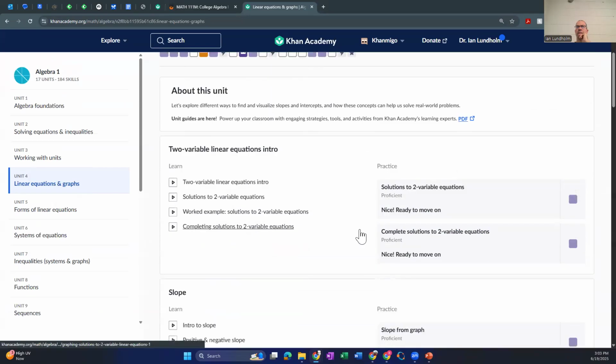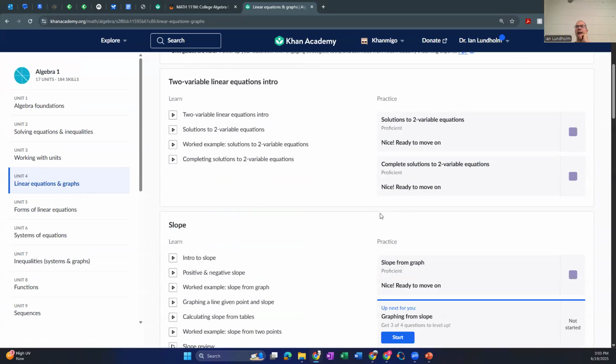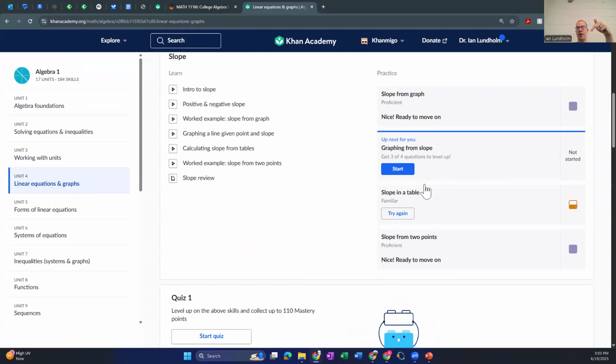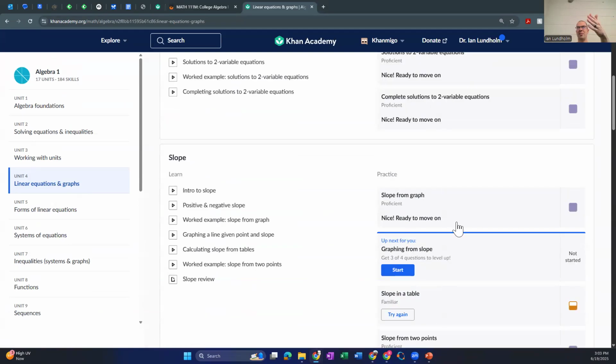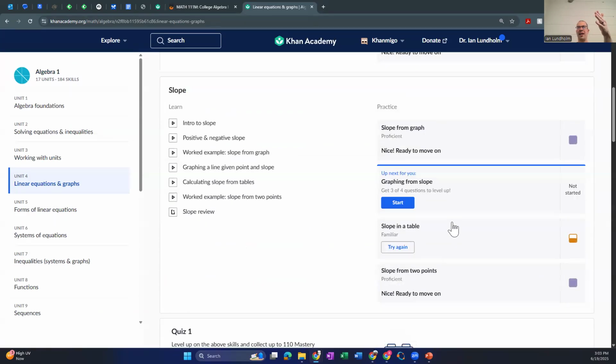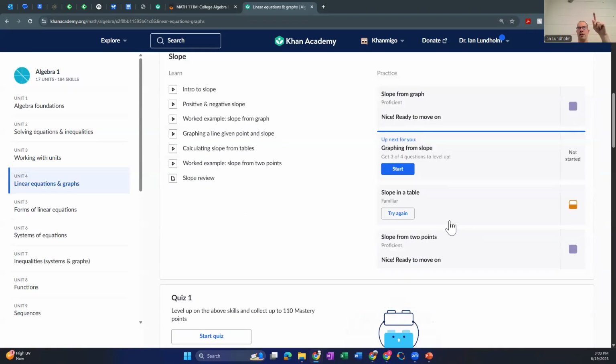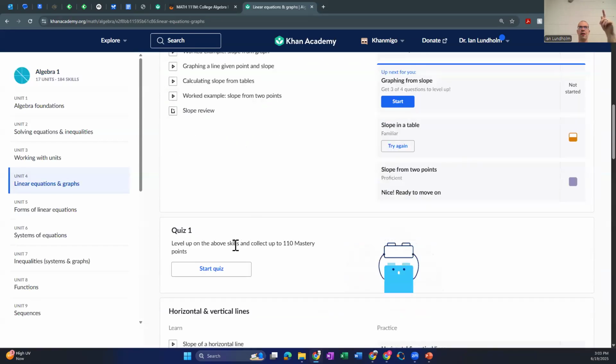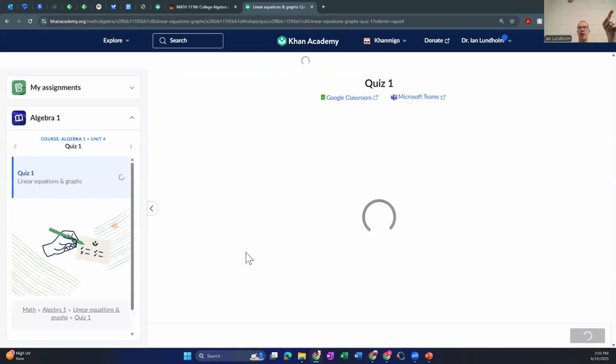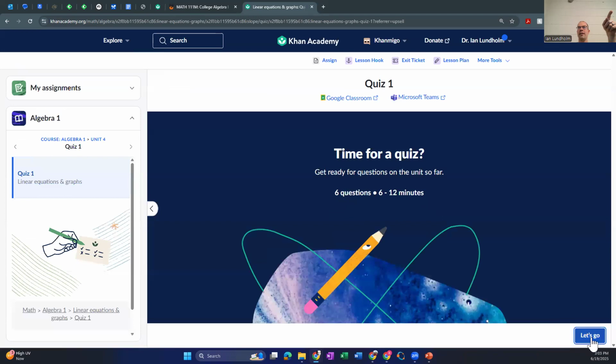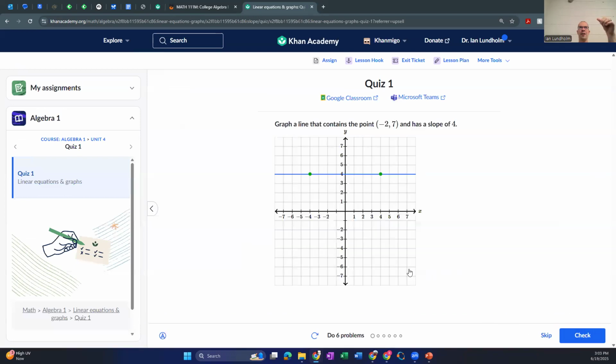So, yeah, you could start working skill by skill in this practice section. But what I would encourage you to do first is to scroll down, find this quiz, and then this says it's going to be 6 questions long. And when we do these 6 questions, we'll get credit for all of the skills that were above quiz number 1.